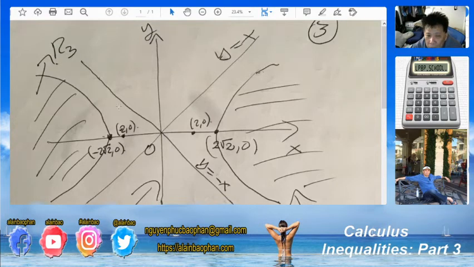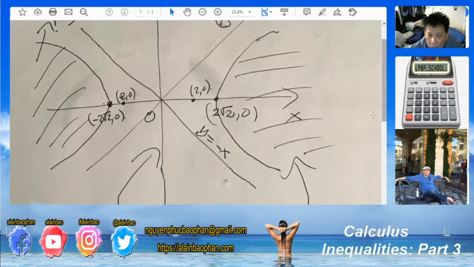So now we finish this, right? We finish the graph of x squared minus y squared equals 4. You see the graph right here on the fifth part. So how many regions do they divide the plane into? First, this area right here is called R1, region 1.